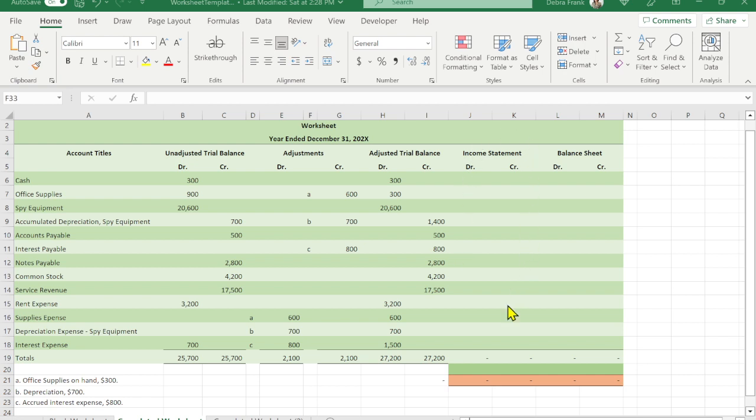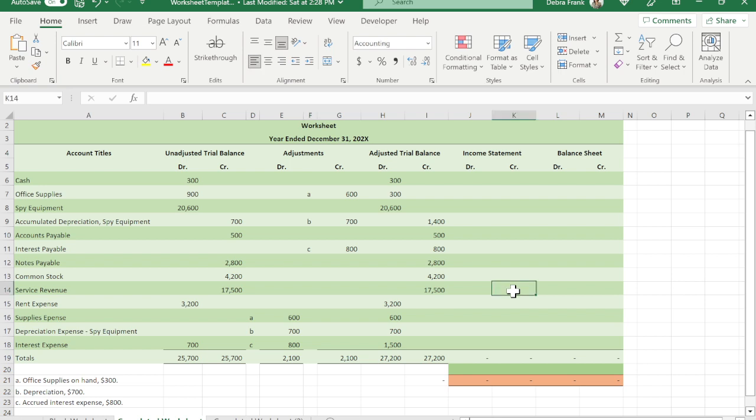We can see here this column is just asking for the income statement. So where my yellow arrow is, I'm going to put in my debits and credits just for income statement accounts. We know that all these beginning ones are balance sheet accounts, so we're not worried about them. We can see here service revenue and the expenses. Those are income statement accounts, so that's all I'm putting in this column.